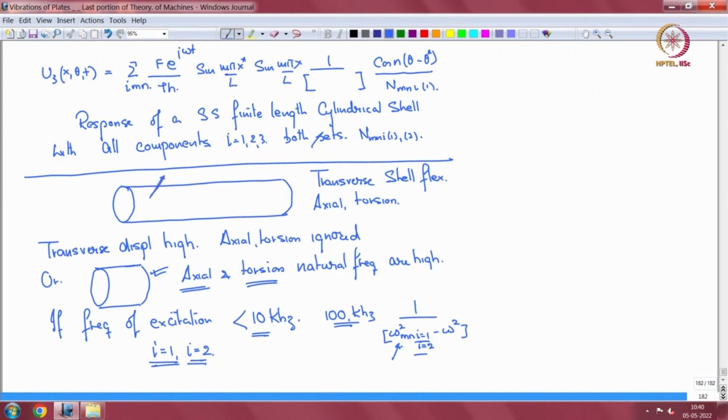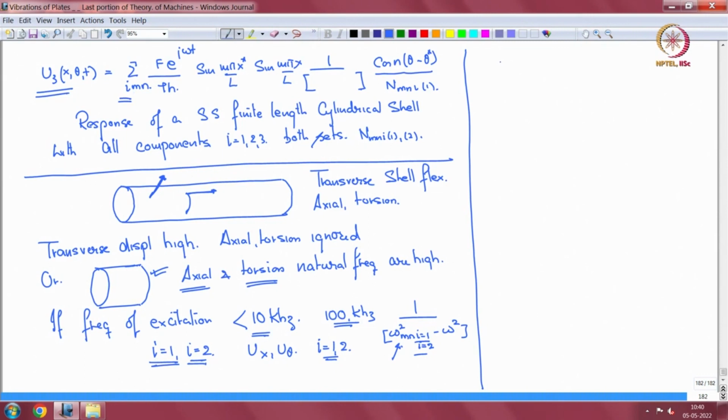We excited the shell in the radial direction, not in torsion nor along the axis. So displacements in ux and u theta can be ignored. I equal to 1 and 2 can be ignored. So dominantly u3 is composed of terms with I equal to 3.